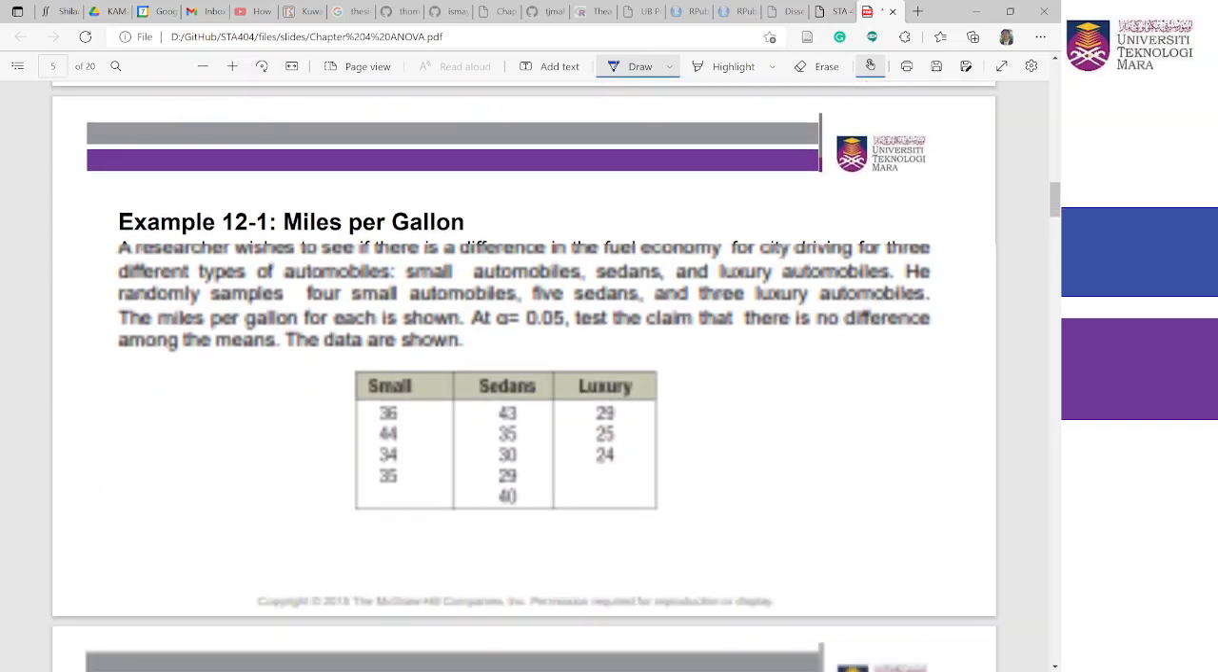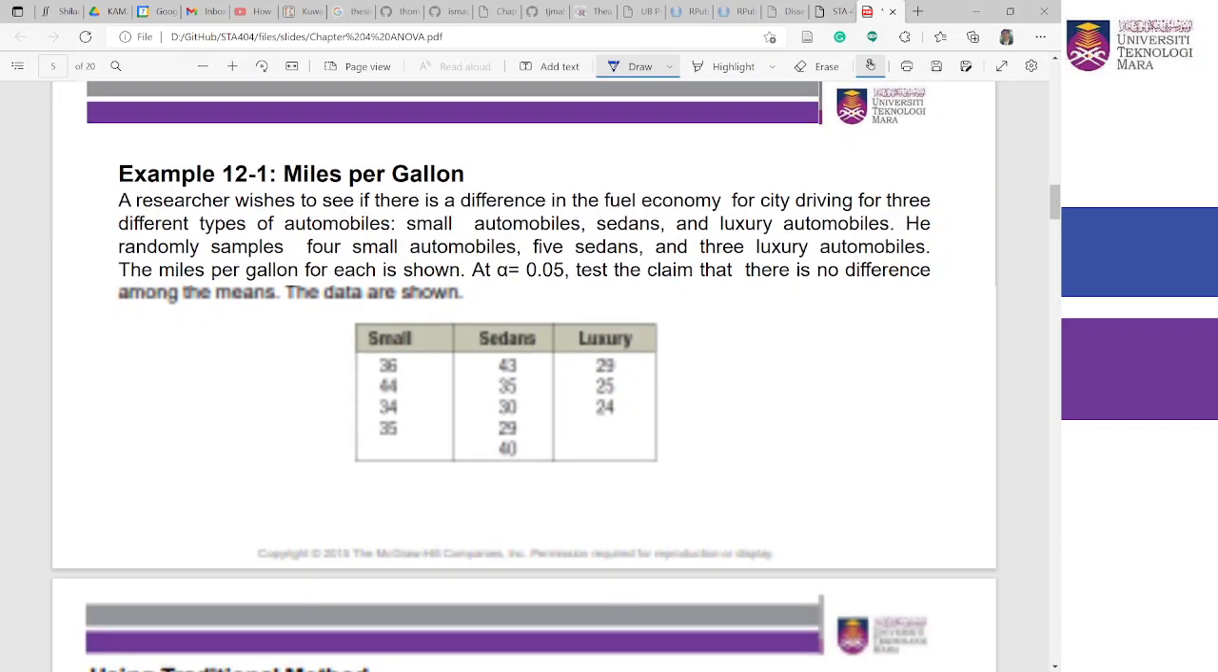Okay, let's see one example. Kita ada satu example kat sini. Yang ni example, I think this one is from your McGraw-Hill books. Okay, you boleh tengok example 12.1. Boleh cari ya. Okay, miles per gallon.